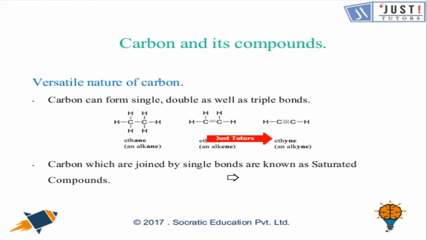And if the carbon chain has a single bond, we call it a saturated compound. And if it has a double or triple bond, we call it an unsaturated carbon compound. So we will learn more about it.